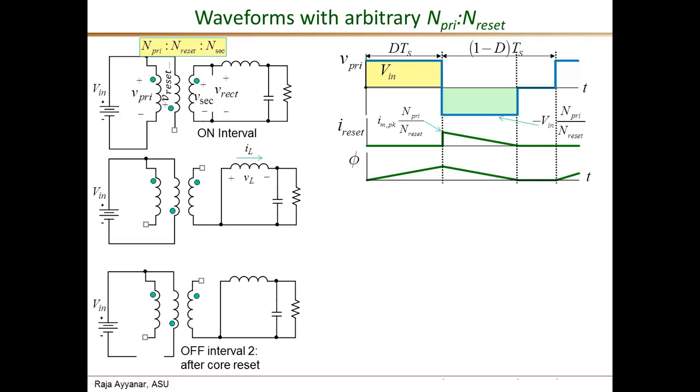Okay. The flux waveform, again the concept or the equation of flux is exactly the same as before. And that is Faraday's law relating the flux in the core to the applied primary voltage, and this is the peak value of the flux. So it's exactly the same as the previous case where we had N primary to N reset to be 1:1. The only small difference that we can note is that in this case Dmax is not necessarily 0.5. It can be higher or lower depending on this new turns ratio.